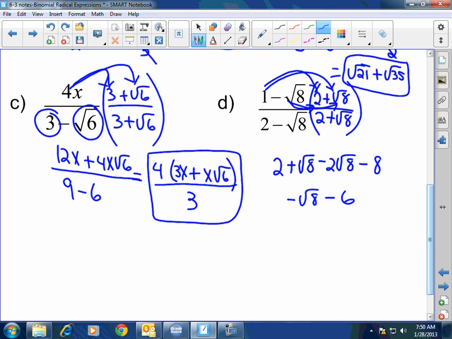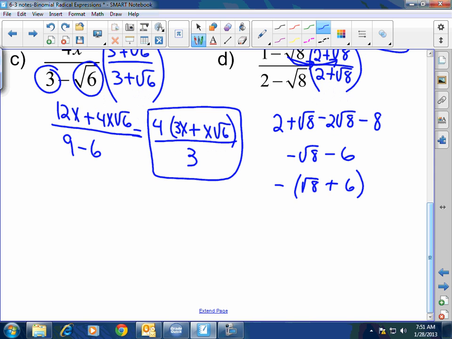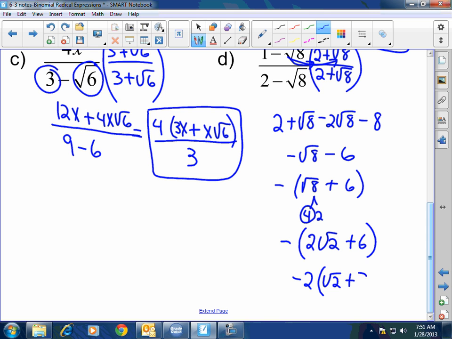Now here we can simplify this a little further, my friends. First of all, we can factor out a negative 1. So let's first do that. Square root of 8 plus 6. Now, let's see what else we can do. This square root of 8, we can break that into the 4 times 2. We know the square root of 4 is 2. So this will be negative 2 square root of 2 plus 6. We could do one more factoring of a 2. So my final answer would be negative 2 square root of 2 plus 3.